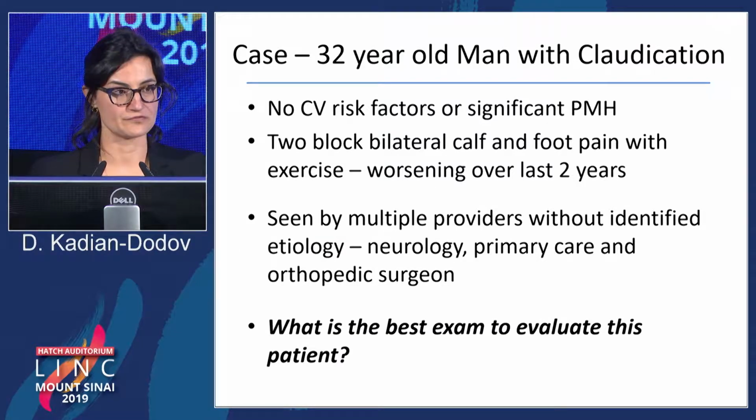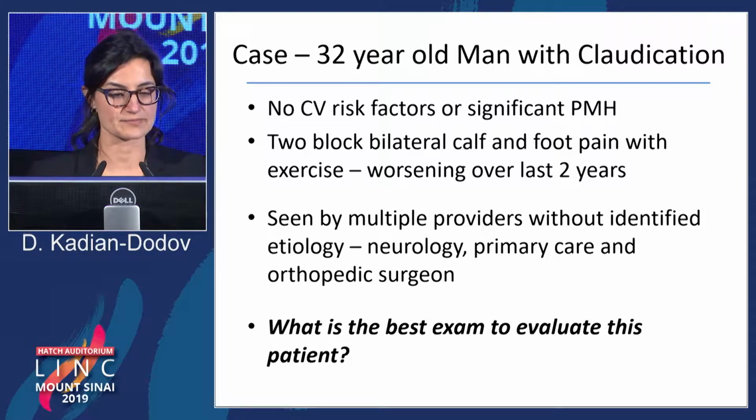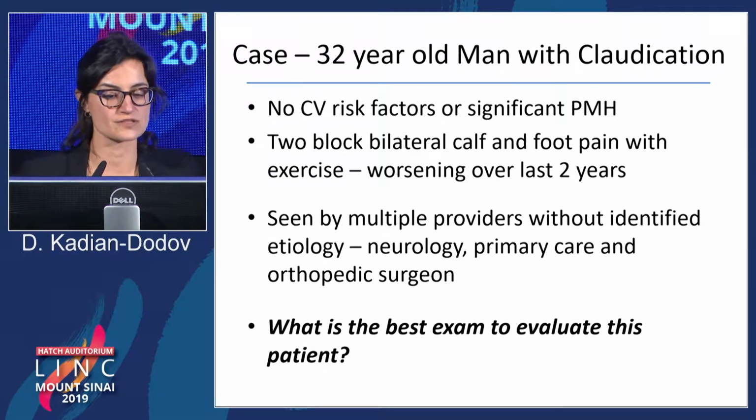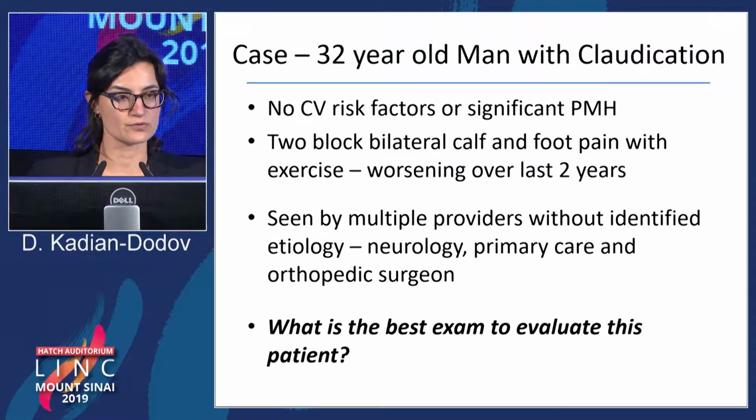So I have a question for you for this case. This is a 32-year-old gentleman who has no cardiovascular risk factors or significant past medical history, but has been having 2-block bilateral calf and foot pain with exercise that's getting worse over the last 2 years. He's seen a bunch of different providers, neurology, primary care, orthopedic surgery with no etiology identified. So if you were going to order an exam on this guy, would you go for physiologic testing or imaging?